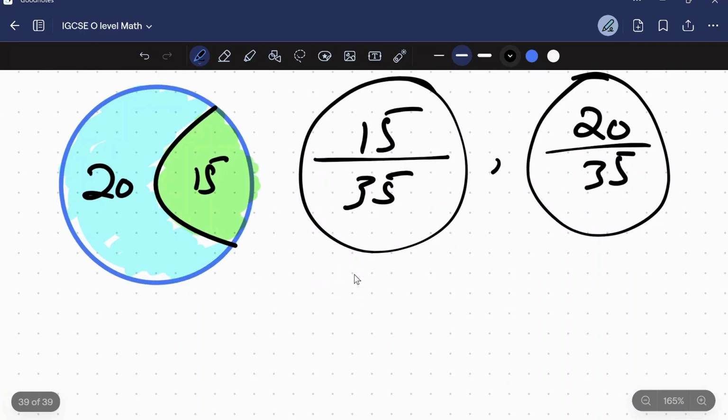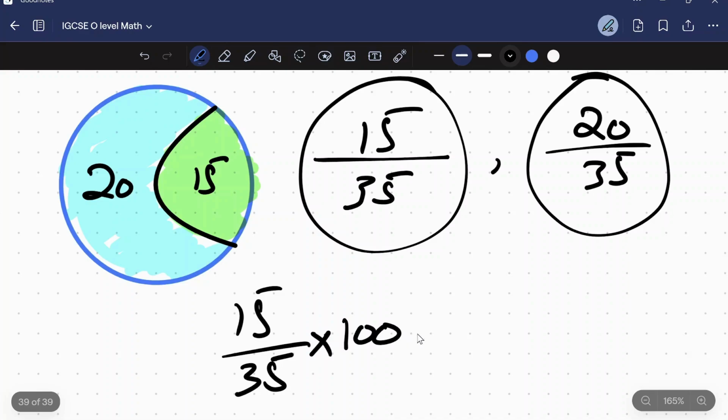Now, how do we represent this as a percentage? The percentage of female students in the classroom would be 15 over 35 times, and to express this as a percentage you just need to multiply it by 100. So 15 over 35 times 100 would be 42.85%. That means 42.85% of the students in the classroom are female students.